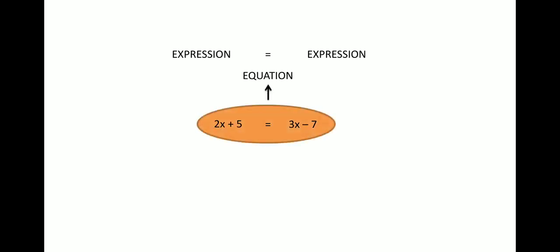So, if there is an expression which is equal to another expression, then this mathematical statement will be called an equation. For example, if 2x plus 5 is equal to 3x minus 7, then this is a mathematical statement where we have the expression 2x plus 5 being equal to another expression 3x minus 7. So this whole thing is called an equation.